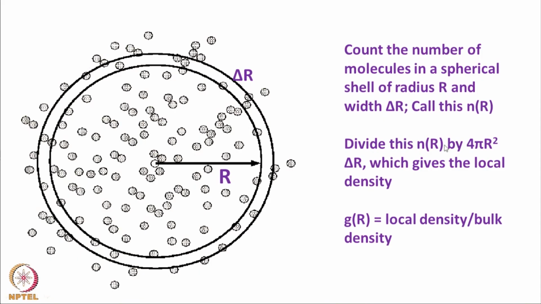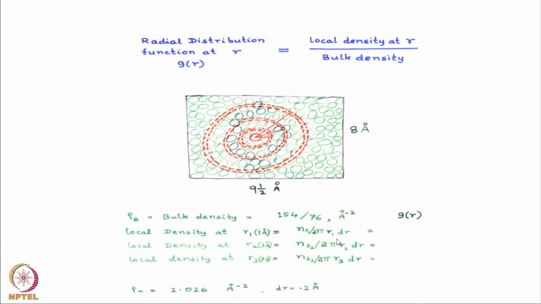Since nr is the number of particles in that shell, if I divide that by the volume, I get a local density. That will be the density in that shell. That density divided by the bulk density is called the pair distribution function. This pair distribution function will allow you to calculate many quantities. In the next slide I will illustrate the same calculation once again.